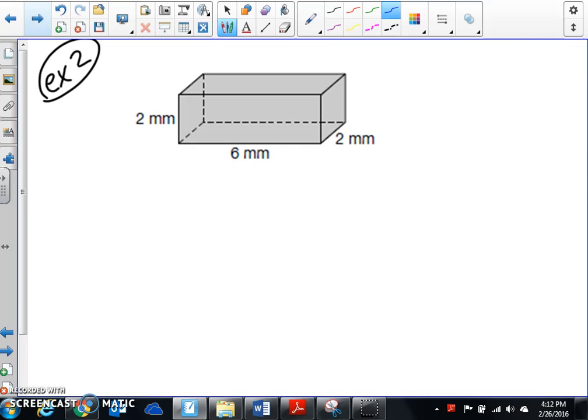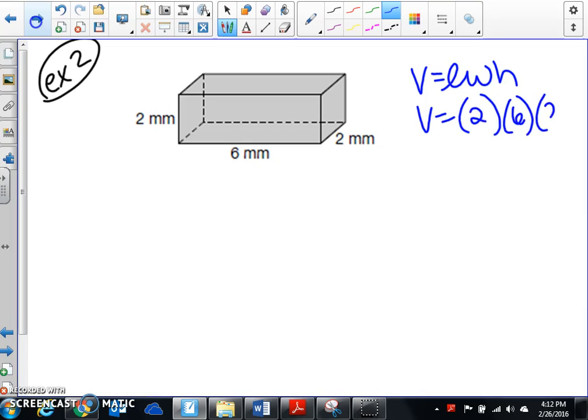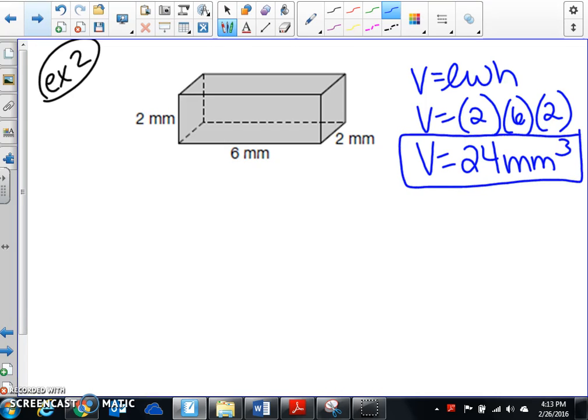Once again, we have another rectangular prism. Now, another thing I want to just make clear real quick, a cube is the same thing as a rectangular prism because the cube is just a square solid, so all the sides are the same number, but you would do the same thing, volume equals length times width times height. Volume equals 2 times 6 times 2. So 2 times 6 is 12, 12 times 2 is 24 millimeters cubed. All right, those are easy.